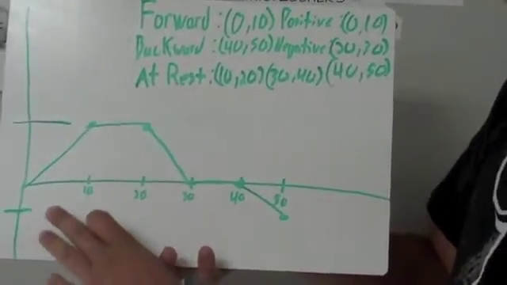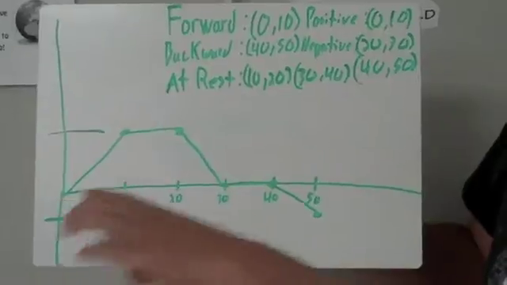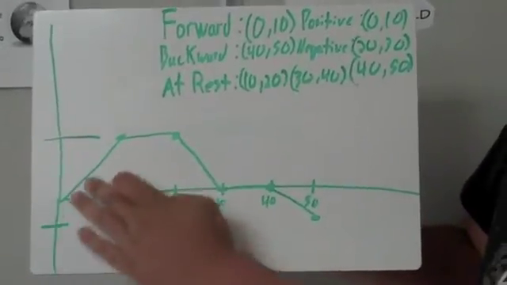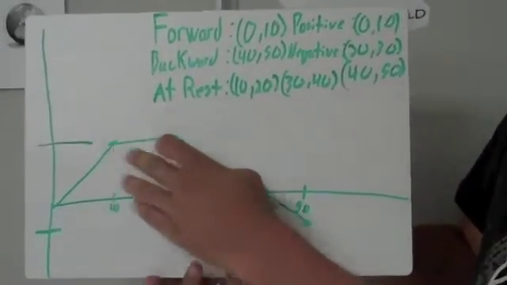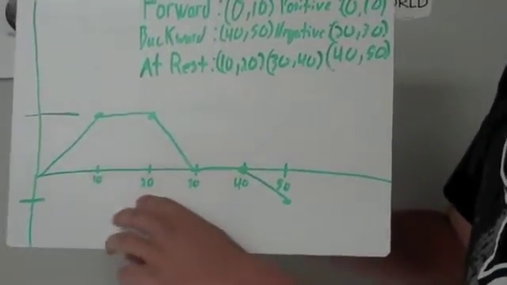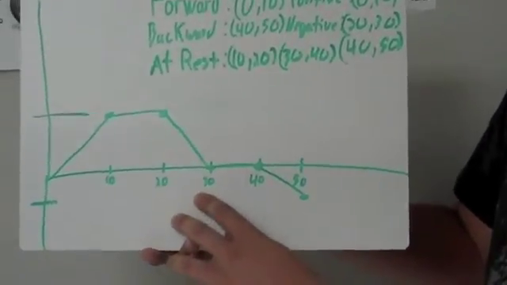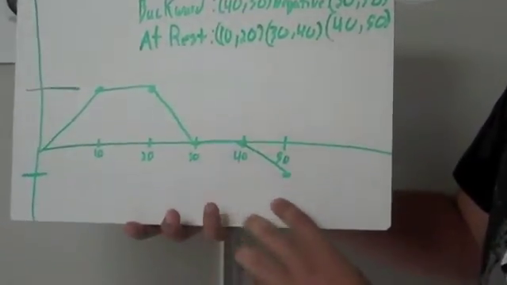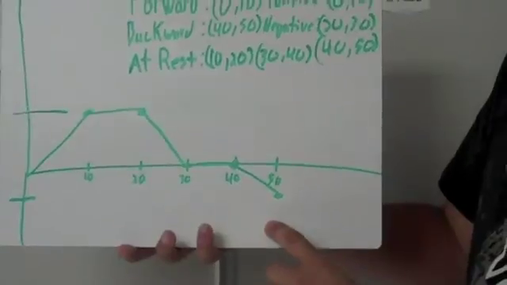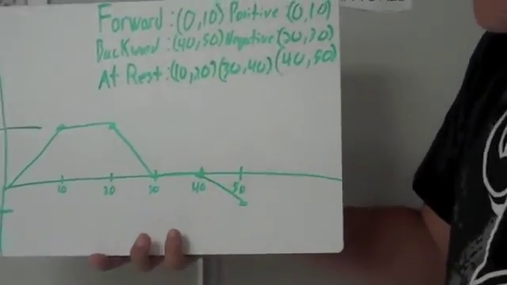So on the graph, from 0 to 10, it was moving forward. As long as it's over this line, it was moving forward, and it's positive because the slope is positive. And then it's at rest from 10 to 20 because the slope is 0, and then negative again from 20 to 30 because the slope is negative. And then also from 40 to 50 because the slope is negative. And then since it's below the x-axis from 40 to 50, the car was moving backwards.